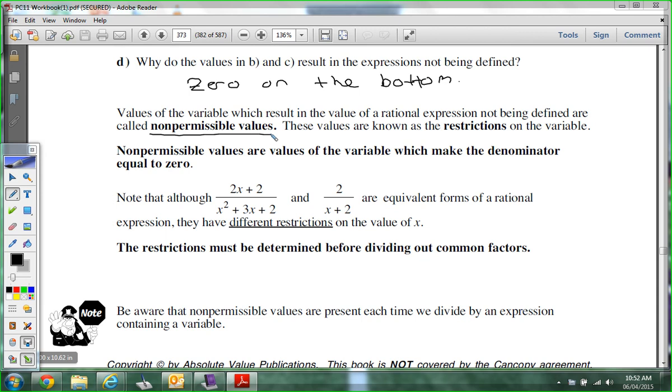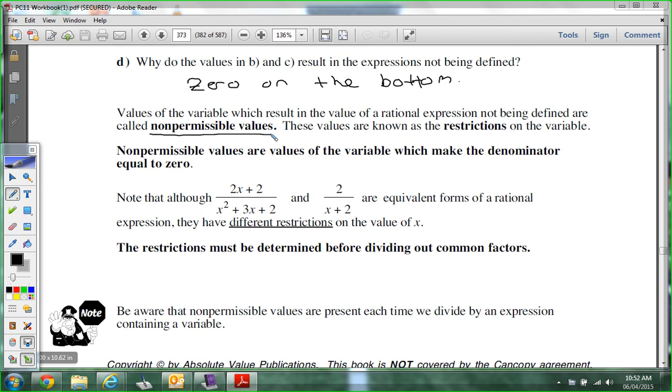Like if they're asking what's the non-permissible of this, this one has two non-permissibles, negative 2 and negative 1. If it's asking this one, it's just negative 2. What makes 0 on the bottom? Because negative 1 still gives you 0 on the bottom of this one, even if you cancel it. Long story short, you get your non-permissibles from the original equation they give you before you simplify.